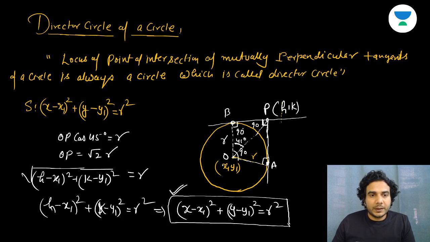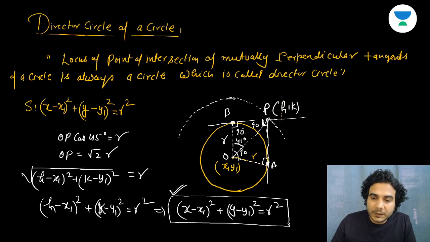All right, so this is the answer. So I hope it is clear now. So director circle is a circle which is concentric with the given circle and whose radius is root 2 times the radius of the given circle. Okay, so finally, director circle of any circle is a circle which is concentric with the given circle and whose radius is root 2 times the radius of given circle.